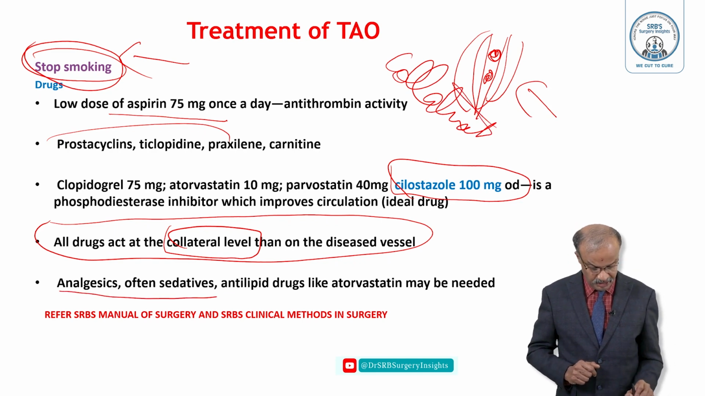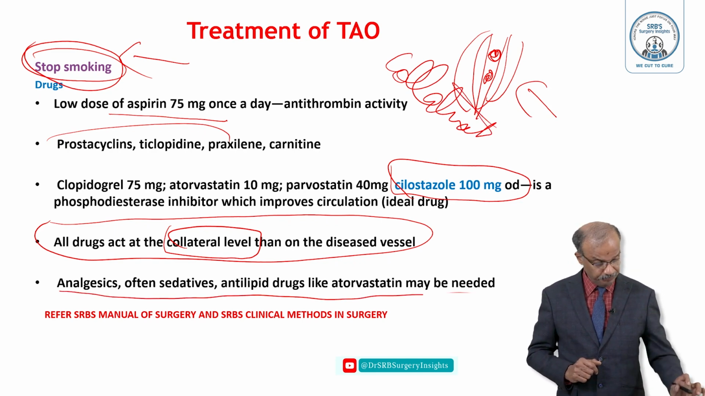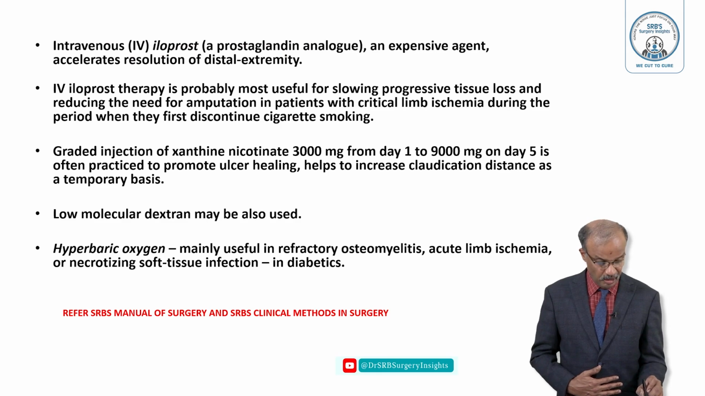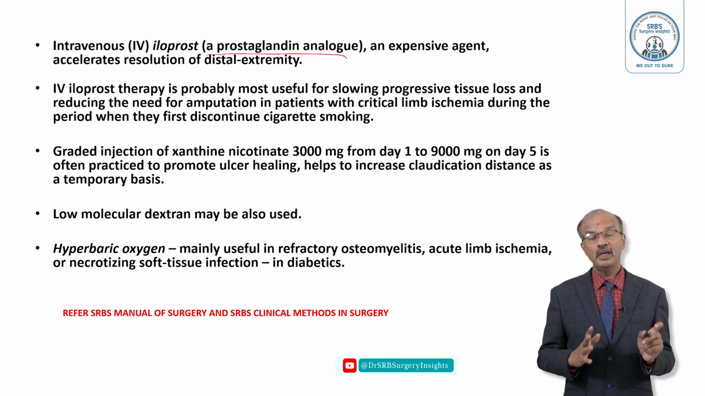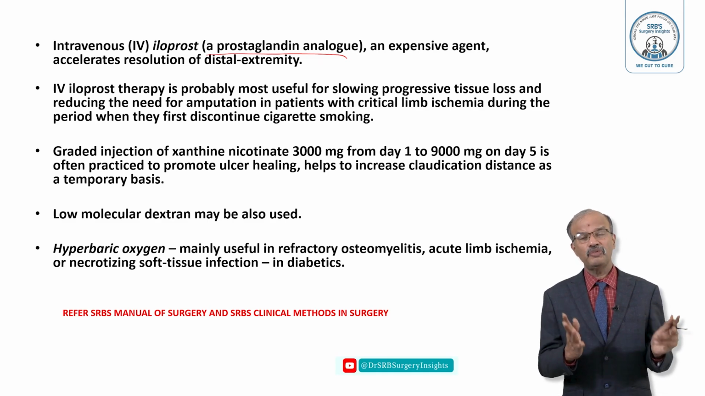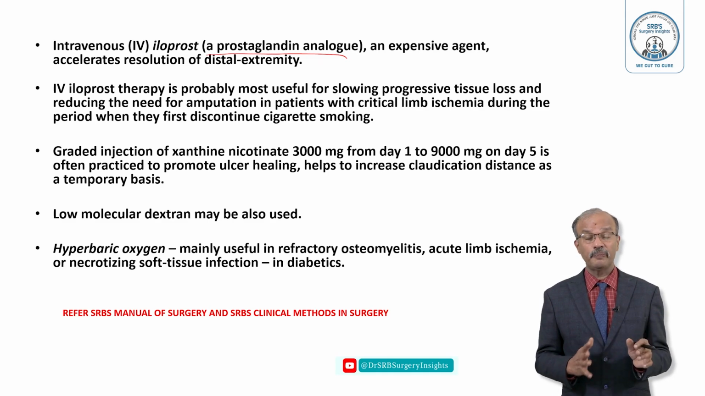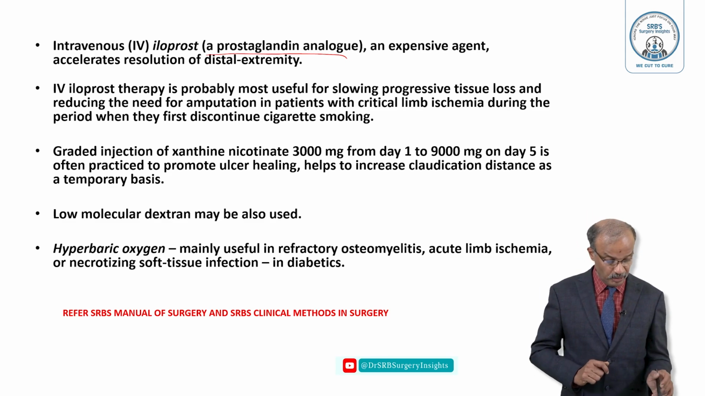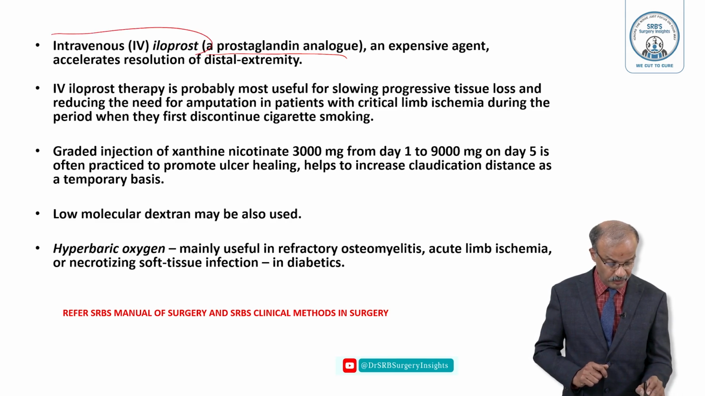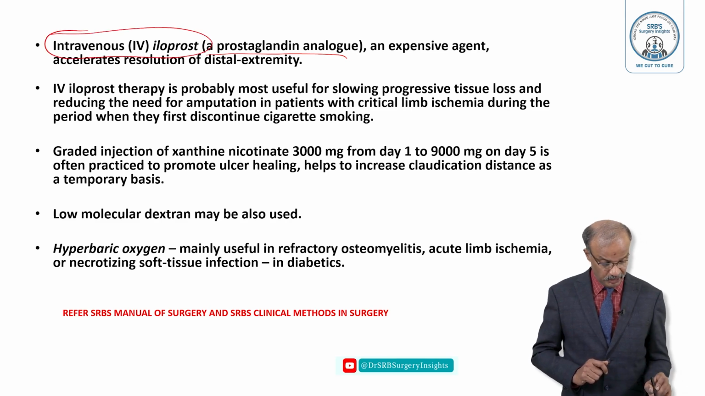And other than that, analgesics and all those things can be given. Intravenous iloprost, a prostaglandin analog, is costly but said to be very, very useful to improve the perfusion. I used to do it in a few patients. It has really helped. But whether it will be helpful to every patient, we don't know. We can always say try. But the cost factor is an important thing you have to remember. Otherwise, iloprost is said to be very, very useful currently.